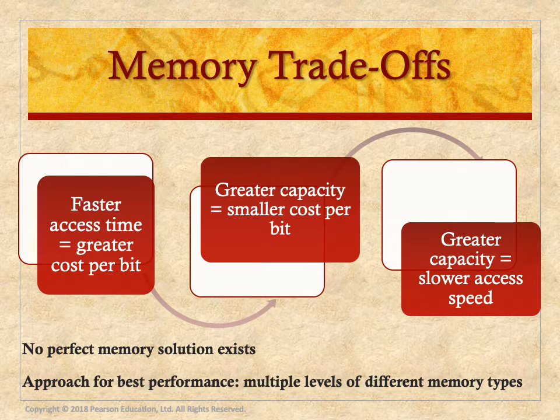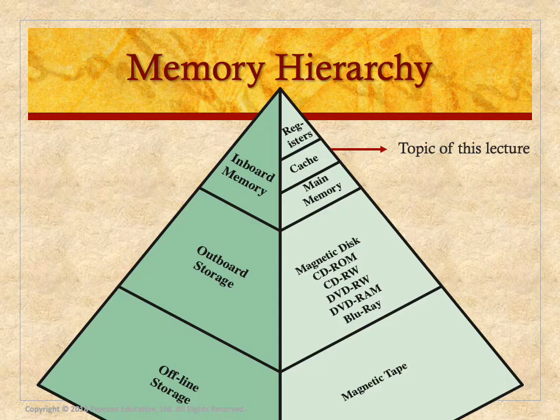Later we will see that the key concept for great performance in a system is to use multiple levels of different memory types, so-called caches. An effective hardware memory design makes use of a memory hierarchy. Here we can see a pyramid illustration of such a hierarchy.